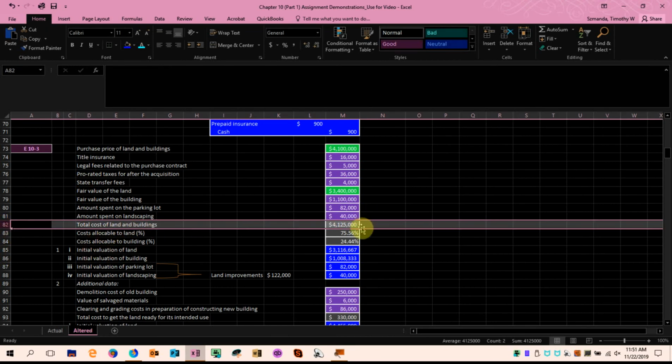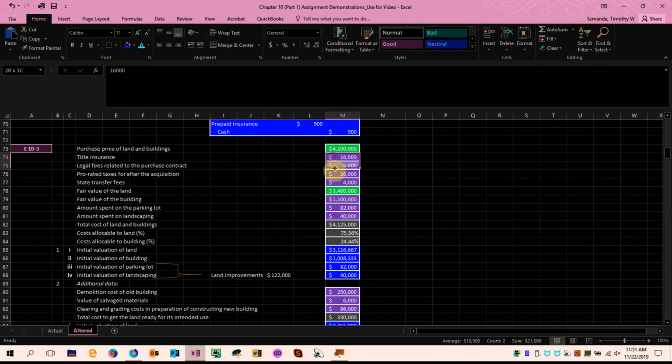So that's why I created a separate line item for the total cost of land and buildings, because while we initially paid $4,100,000 using my numbers, it's true that we need to add in other items as well to the cost, because all of those costs will be added into what was paid for the property. So it's this amount here that will apply against the percentages that we calculated earlier. So 75.56% of $4,125,000 will give you the initial valuation of the land of $3,116,667. We'll do the same thing for the building.